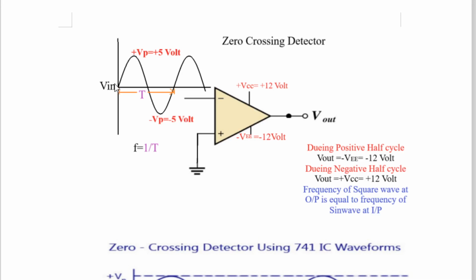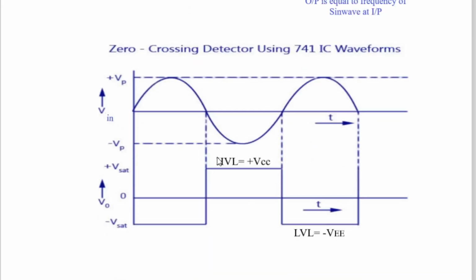Now look at this sine wave. It starts from 0 volt, goes to 5 volt and then comes to 0 volt. Means during the positive half cycle, the voltage at the inverting pin is above 0. What about the non-inverting pin? It is grounded, means 0 volt. Therefore, during the entire positive half cycle, the voltage at the inverting pin is greater than the voltage at the non-inverting pin. Therefore, for the entire portion of the positive half cycle, the output of this op-amp remains in LVL, low voltage level, and we have shown that with the help of a diagram like this here.